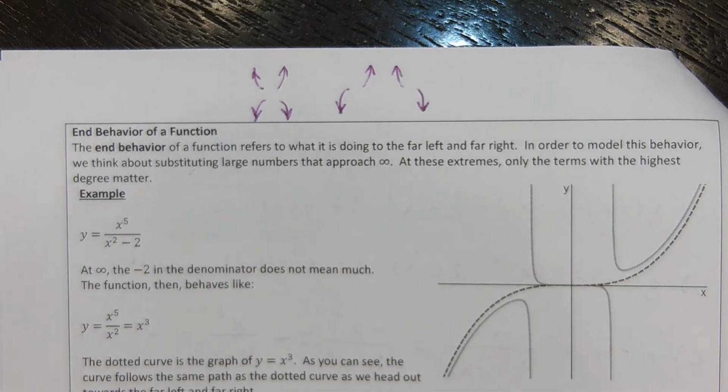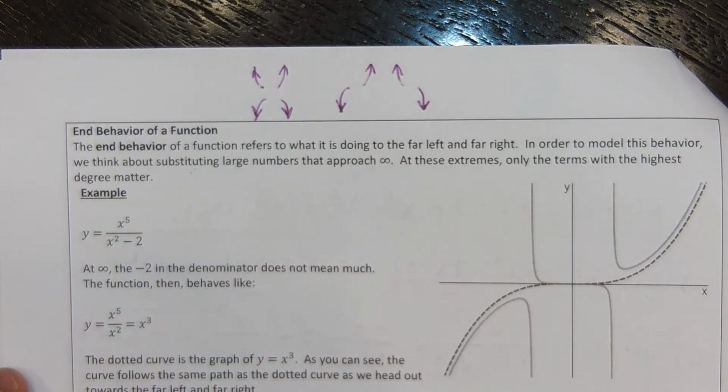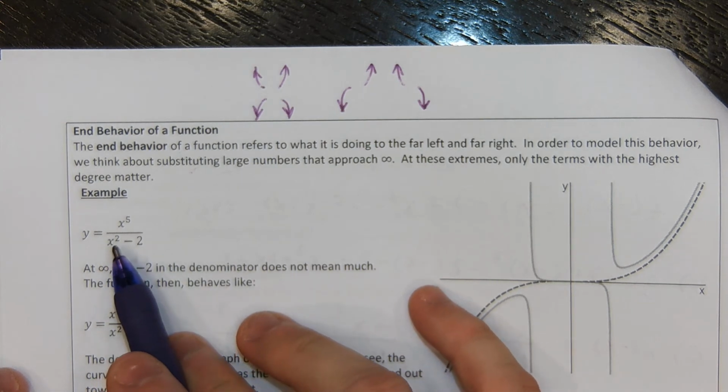This is the same basic idea. So check out this example. x to the fifth over x squared minus 2. As x gets ridiculously big, I'm talking like Bill Gates money big with a B, right?